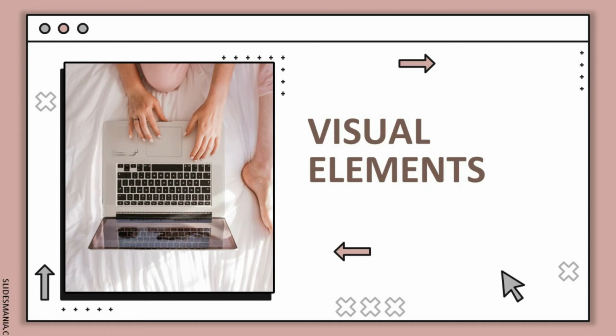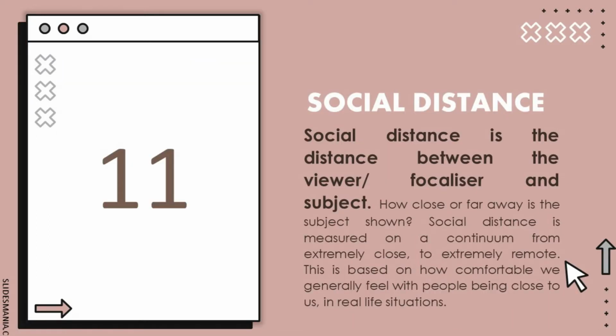Visual elements. Social distance is the distance between the viewer and subject. How close or far away is the subject shown? Social distance is measured on a continuum from extremely close to extremely remote. This is based on how comfortable we generally feel with people being close to us, in real-life situations.